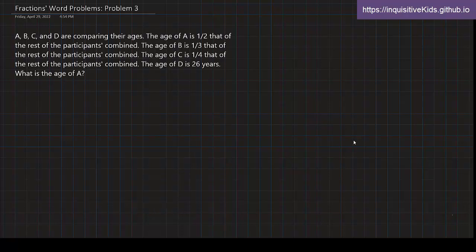So in this entire problem, all we know is some fractions and that the age of D is 26 years. But we're trying to find the age of A. Alright, so our first step here is to find the unit 1 that we talked about in our last video, the big value that never changes and is the base of all of our calculations. So what value here never changes? Well, over here there's always the same 6 words that keeps coming up, the rest of the participants combined.